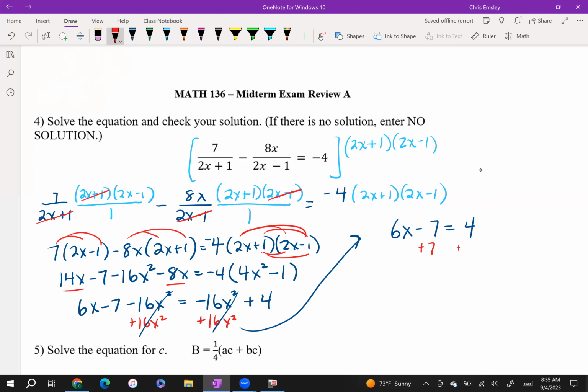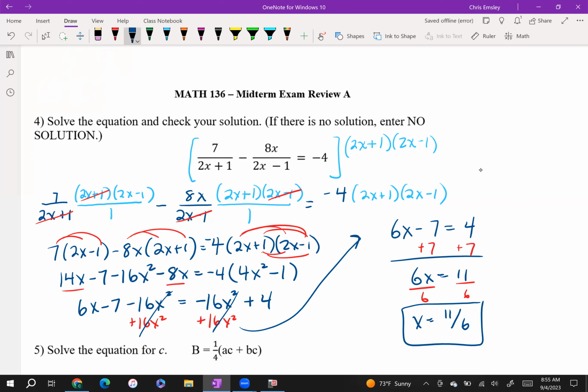So I'll add that 7. We get 6x equals 11. Divide by 6. X equals 11 over 6. There is our answer. Hold on.